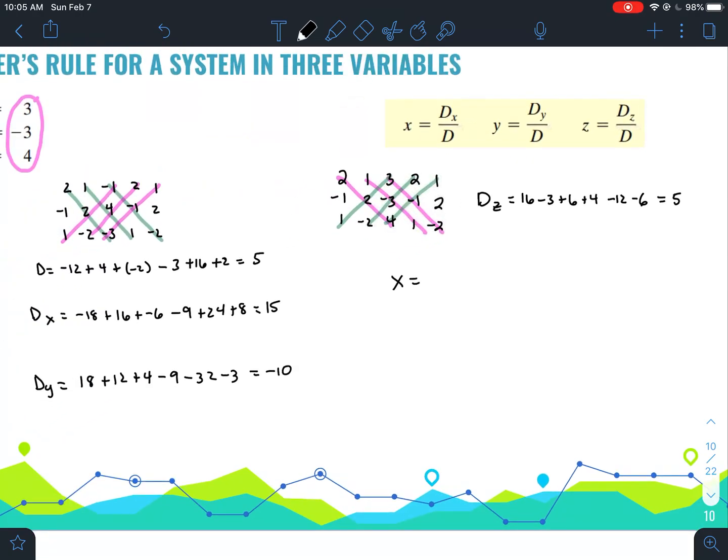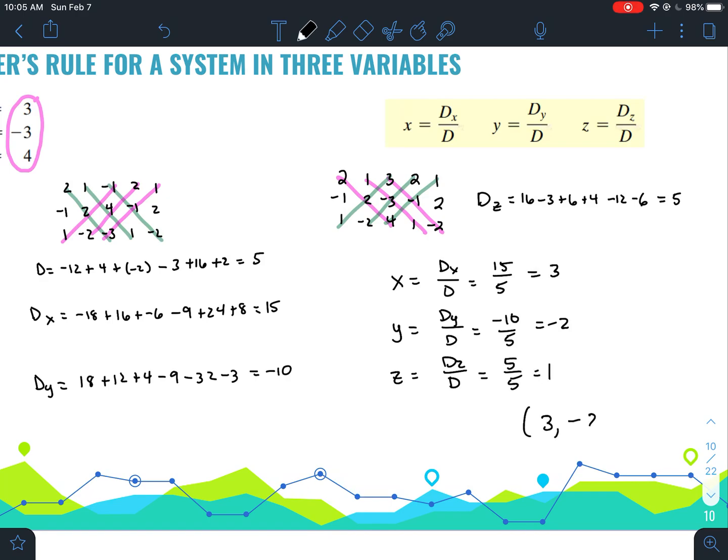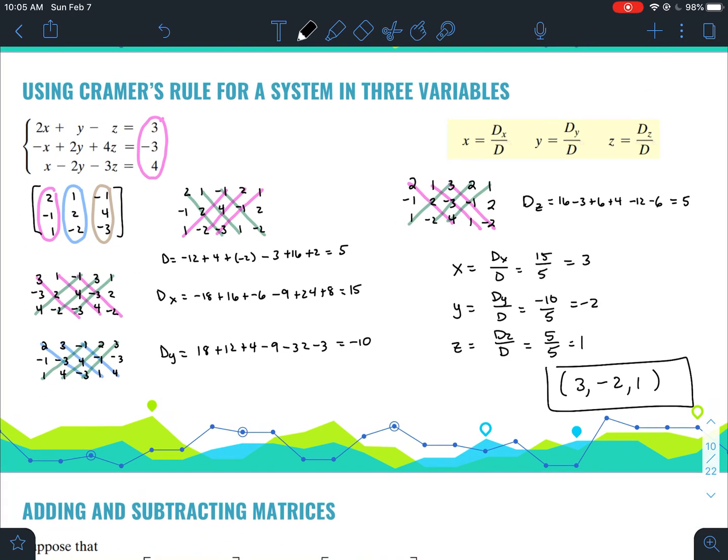And so the x coordinate to the solution to the system of equations would be dx over d, which would be 15 over 5, so it would be 3. The y coordinate solution would be dy over d, so it would be -10 over 5, so -2. And the z coordinate solution would be dz over d, which would be 5 over 5, which is 1. So the solution to this system would be 3, -2, 1. And you can always check your answer by plugging it back into all 3 equations and make sure it works.